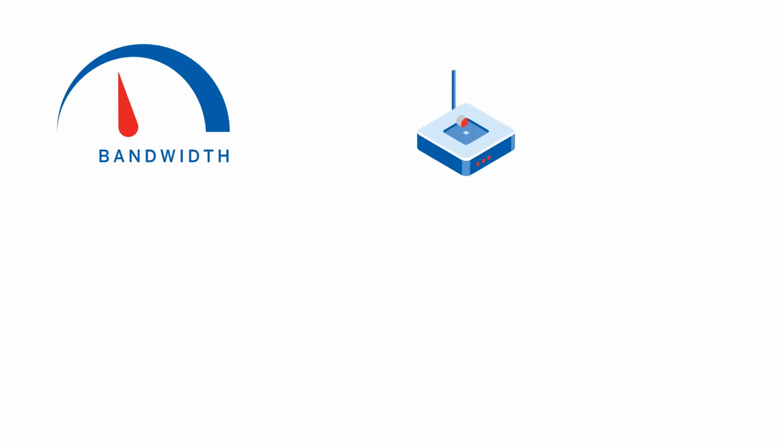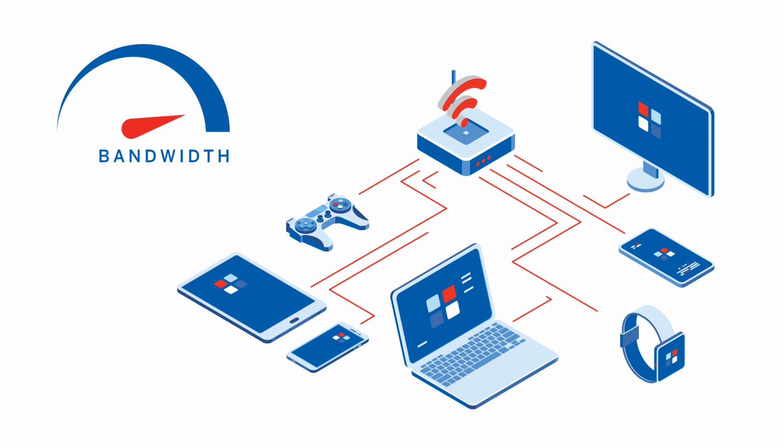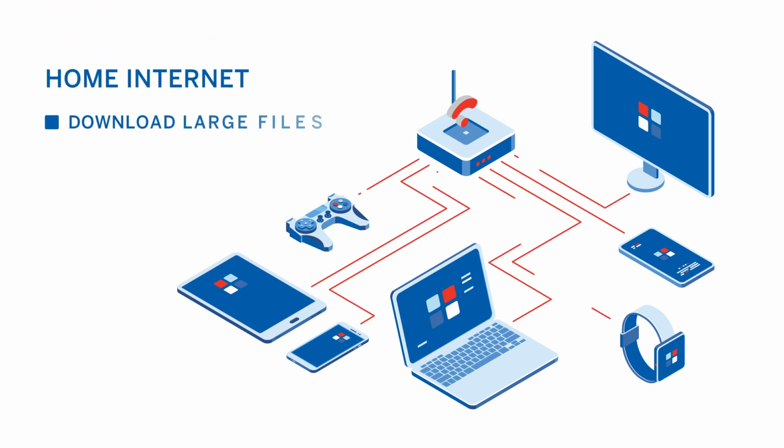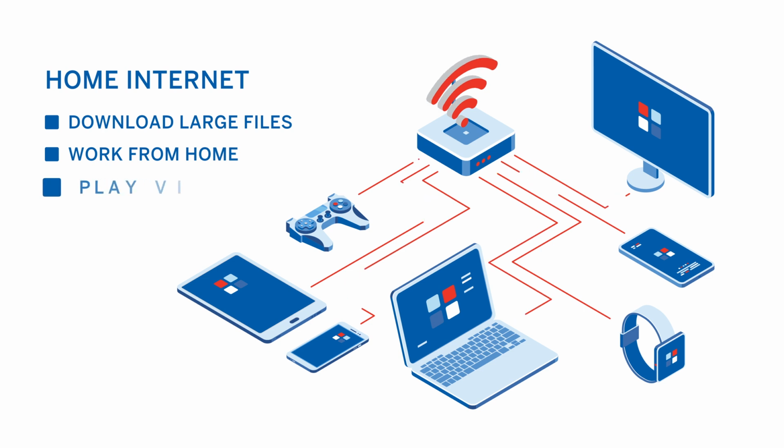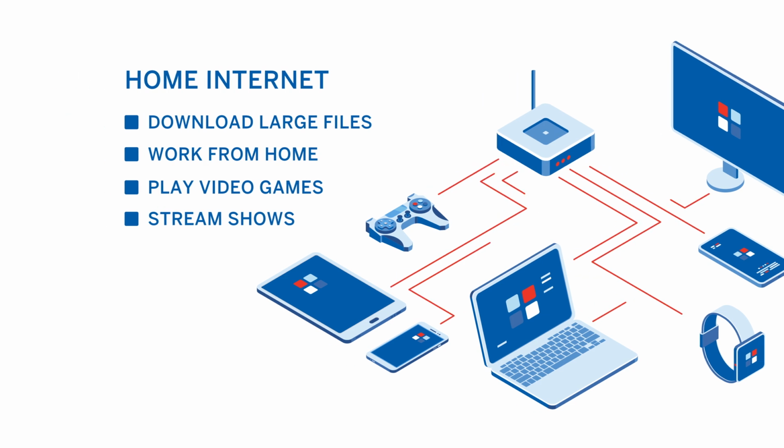On your home internet, if you have multiple devices and multiple family members on them at the same time, you'll need more bandwidth to keep up. The increase in bandwidth with multi-gig means that everyone in your household can use the internet without impacting your service. You can download large files, work from home, play video games, and stream your favorite shows, even if you have multiple devices using the internet at the same time.